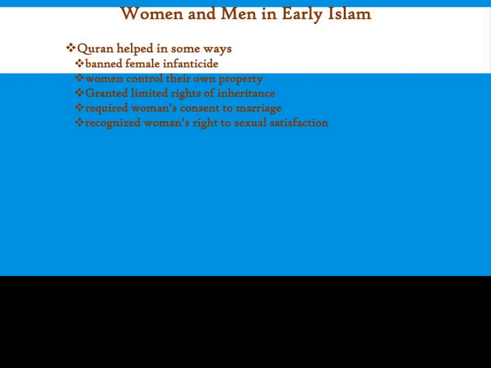And the Quran, albeit women were viewed as subordinate, actually helped women in some ways. It banned female infanticide, which is the killing of female infants, gave women control over their own property, granted them limited rights of inheritance, required a woman's consent to a marriage, and it even recognized a woman's right to sexual satisfaction.